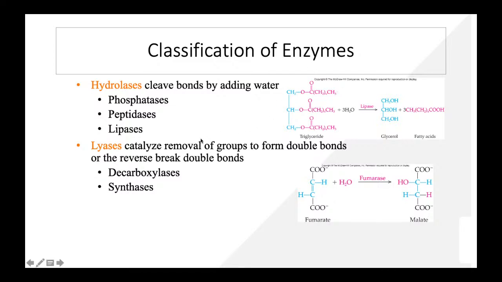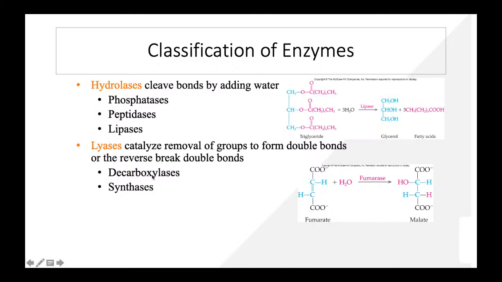So they catalyze the removal of groups to form a double bond. Here we can see there's a double bond forming in fumarate. Then, in the presence of water and fumarase, they make malate. There's a hydroxyl group and an H group. Lyases catalyze the removal of groups to form double bonds; on the reverse, they break double bonds.